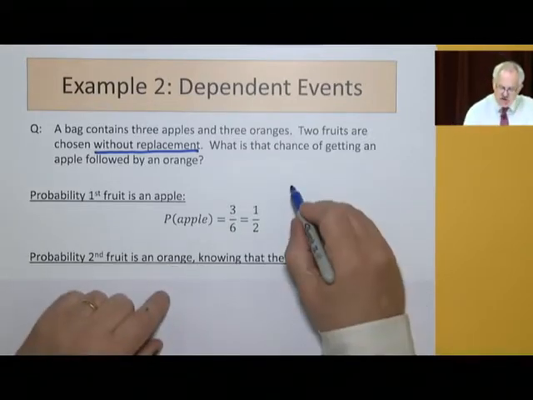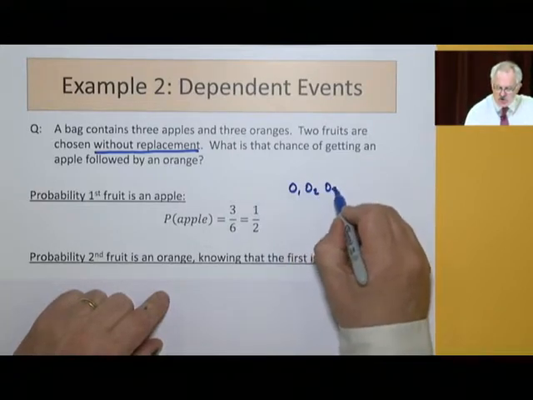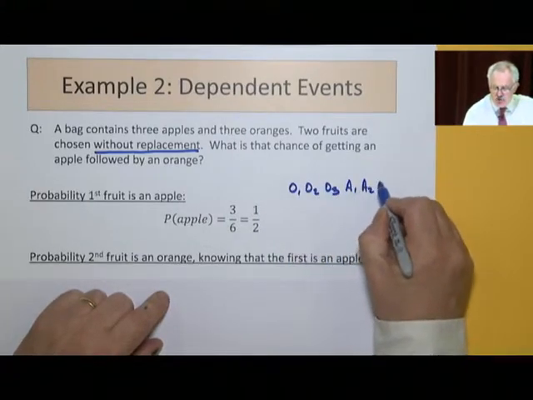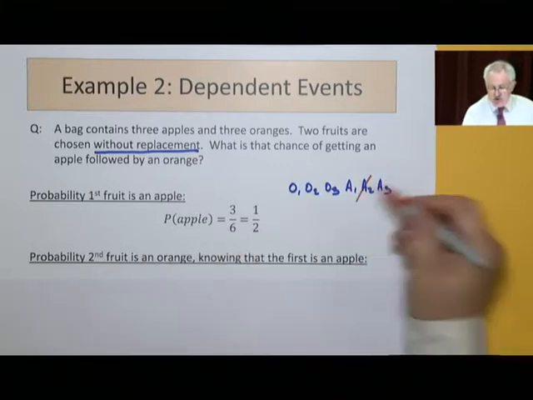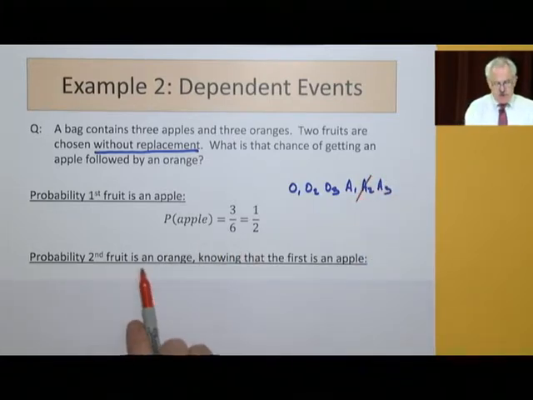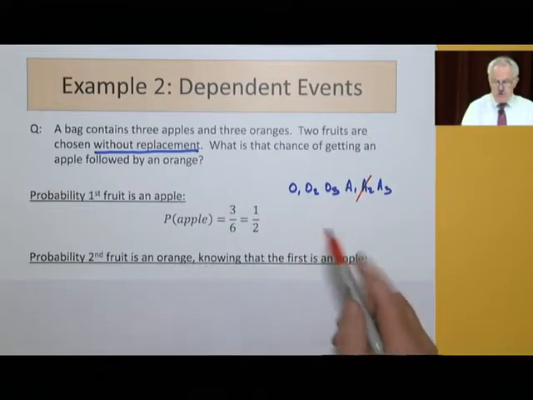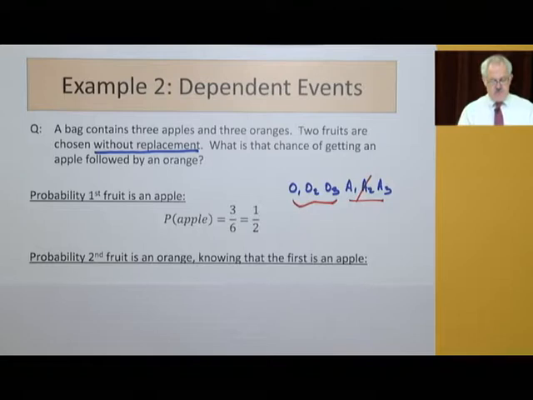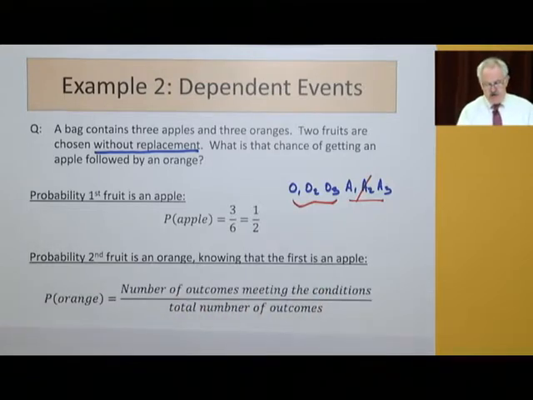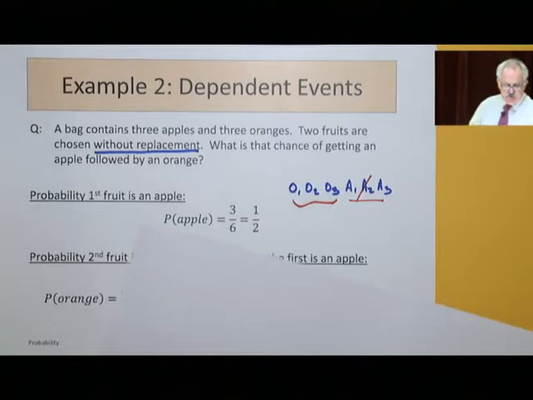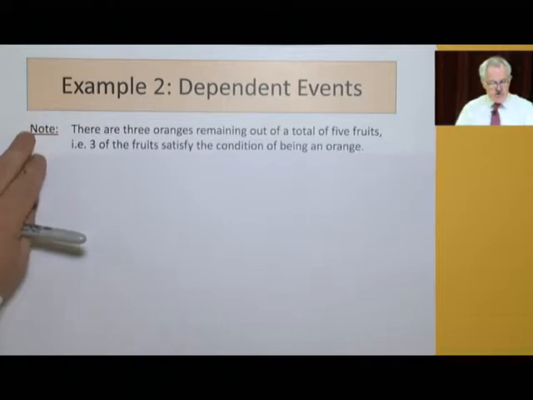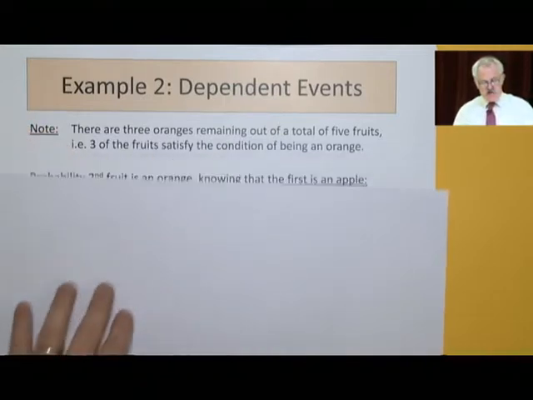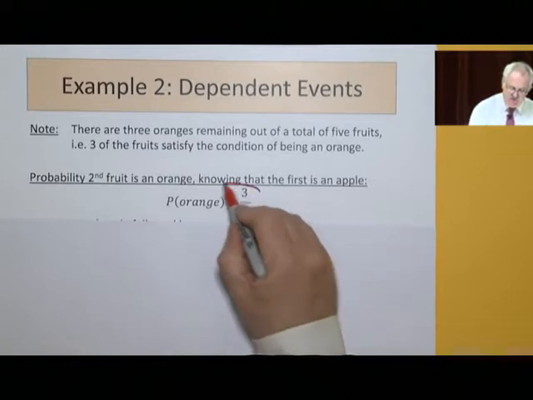Well, if we look at it, we can say orange 1, orange 2, orange 3, apple 1, apple 2, apple 3. And the first one chosen was an apple. So maybe we could take that one as an example. What's the probability that the second is an orange? Well, we have 3 out of 5: number of outcomes meeting the conditions over the total number of outcomes. So there are now 3 oranges remaining out of a total of 5 fruits. 3 of the fruits satisfy the condition. So it's gone up to 3 out of 5.